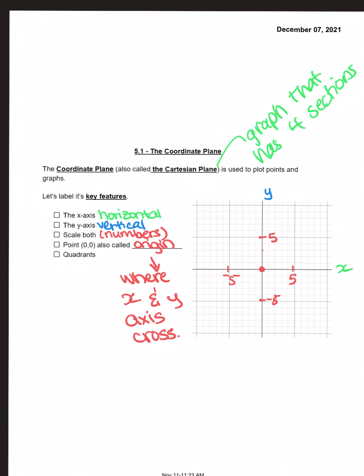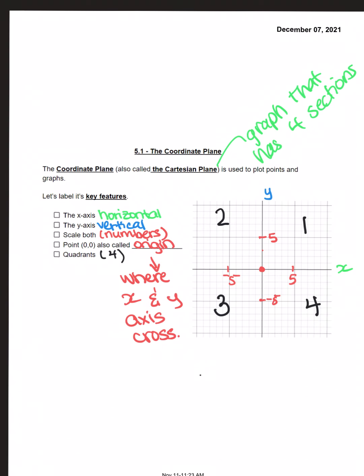And very last, like we talked about before, I can have what's called quadrants, and quadrants are just how my graph is split. So quadrants, like a quad, means that there's 4. And I start by labeling my quadrants. My first one is always my upper right-hand side. That's always labeled number 1. Then I go counterclockwise. That's 2, 3, and 4. And this is how they're always labeled. It goes in this order. 1, 2, 3, 4. Okay?